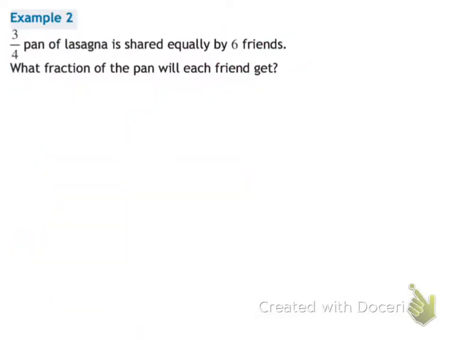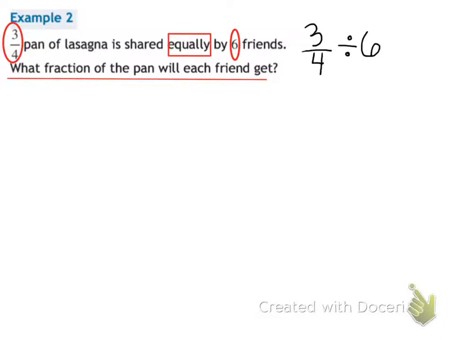Example 2. 3/4 pan of lasagna is shared equally by 6 friends. What fraction of the pan will each friend get? So let's start by annotating, right? We're looking at 3/4 pan and 6 friends. And the word equally tells me I will be dividing. And I want to know what fraction of the pan will each friend get. So what we're doing here, just like in the opening exercise, first I set up my division problem. I have 3/4 and I want to divide that by 6.